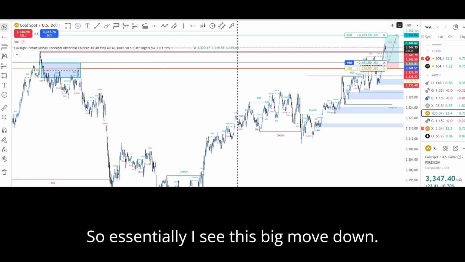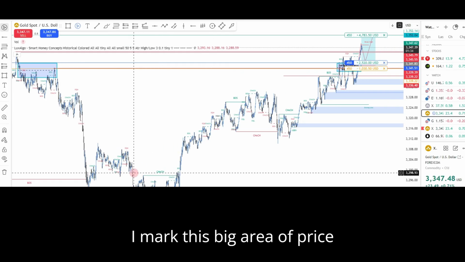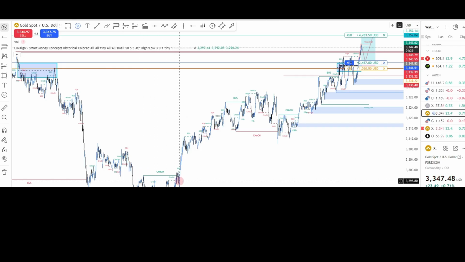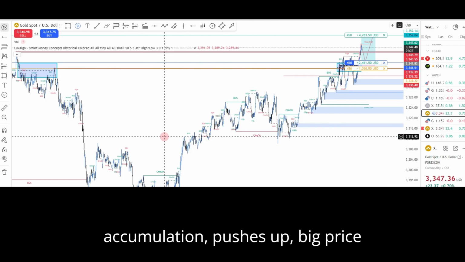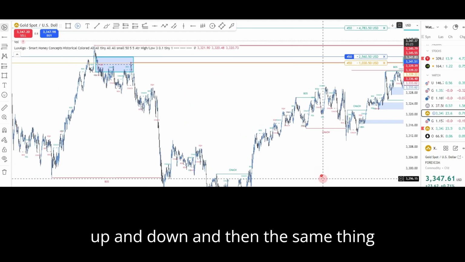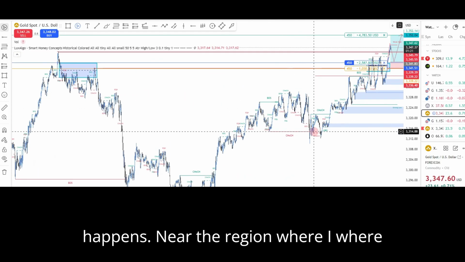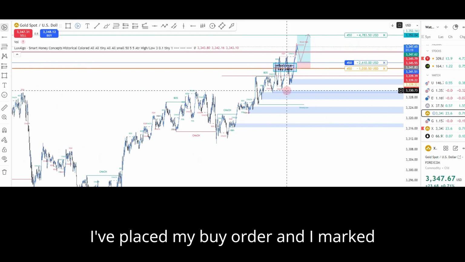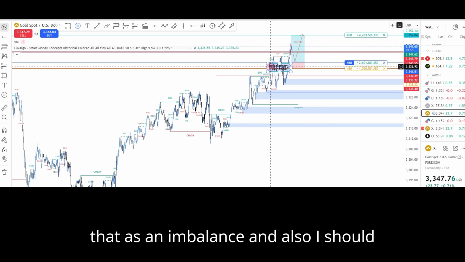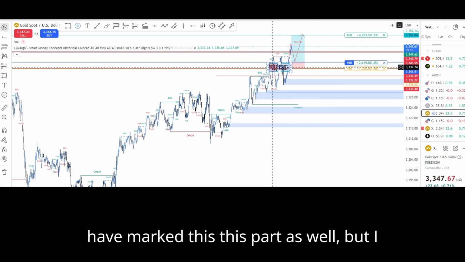So essentially I see this big move down. I mark this big area of price consolidation, price interaction, accumulation, pushes up, big price interaction here, a lot of moves up and down, and then the same thing happens near the region where I've placed my buy order, and I marked that as an imbalance. And also I should have marked this part as well, but I didn't.